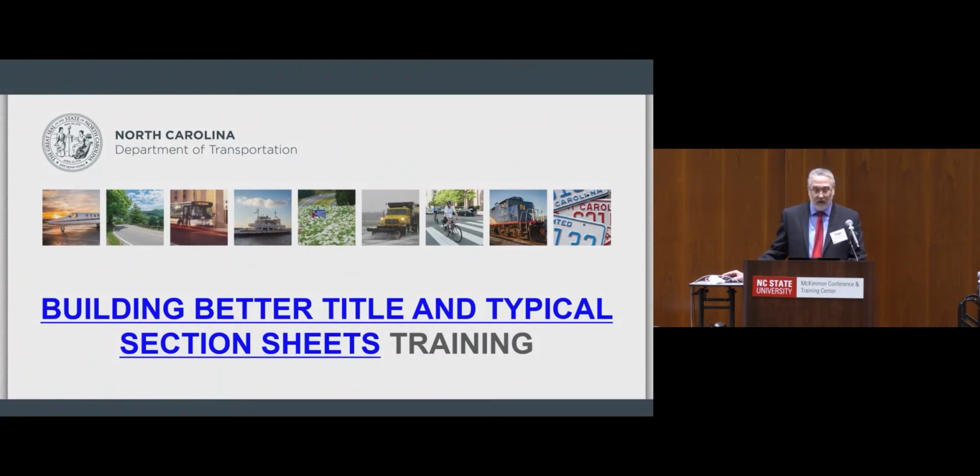Now I'll talk about the Building Better title and typical section sheets training before turning the presentation over to Sherry for a discussion on design criteria. This training module was released last year and was developed based on feedback and comments from the plan review engineers in the Contract Standards and Development Unit, as well as discussions with several division reviewers. As the title suggests, it focuses on common errors with the title and typical section sheets. You can access this training module by clicking on the link provided in the slide.